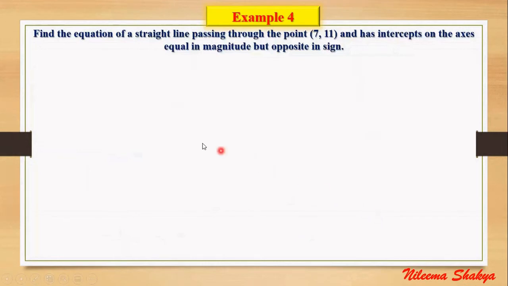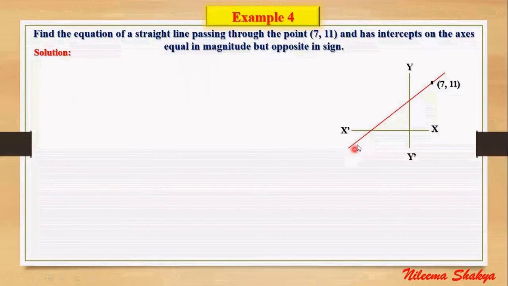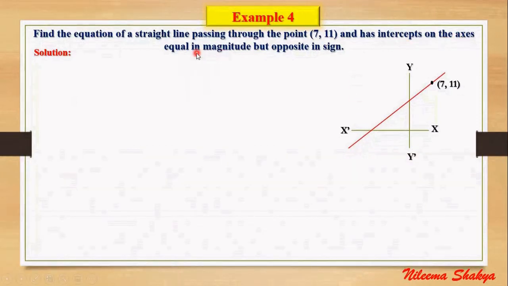Now, next problem, number 4. Find the equation of a straight line passing through the point (7, 11) and has intercepts on the axes equal in magnitude but opposite in sign. Let's solve it. Let's make the figure first. The coordinate axes are here and the line passes through the point (7, 11). The question says so, we made a line according to it. Also, the question says that the intercepts on the axes are equal but opposite in sign.